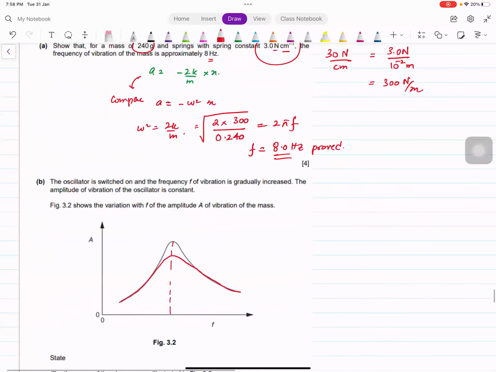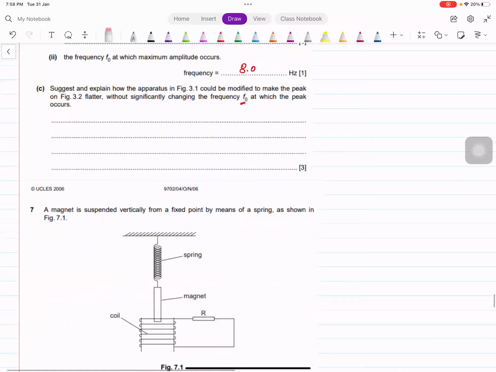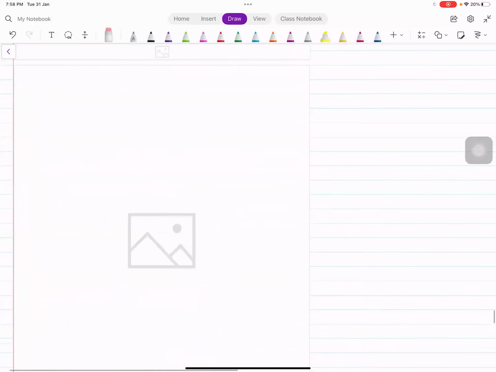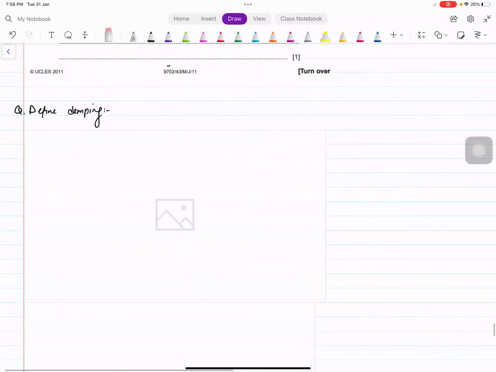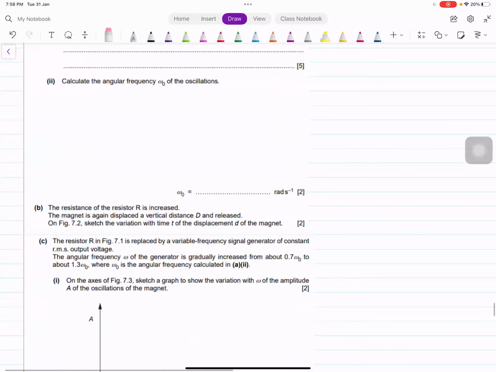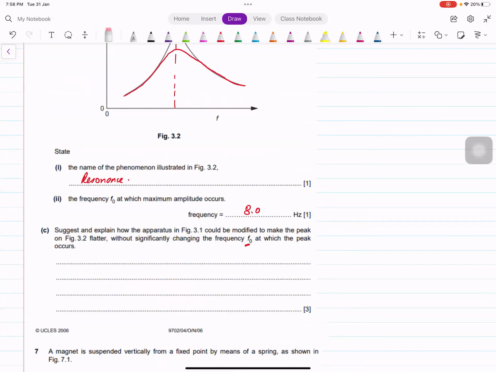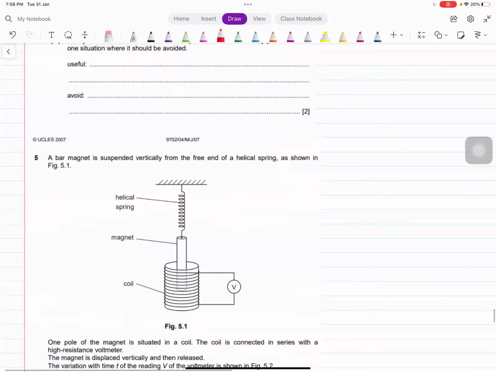So in this one, we don't want the peak to change significantly. Let me see where I should have basically told you about the other things. Okay, we're going to come back to this question. Hold on here. First, let's talk about damping and then come back to it, okay?